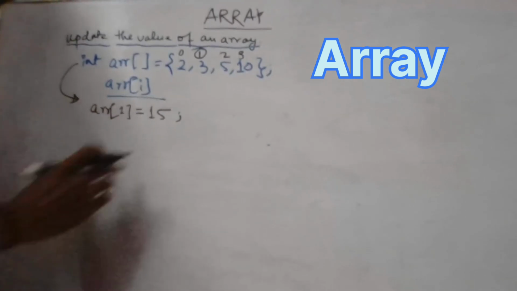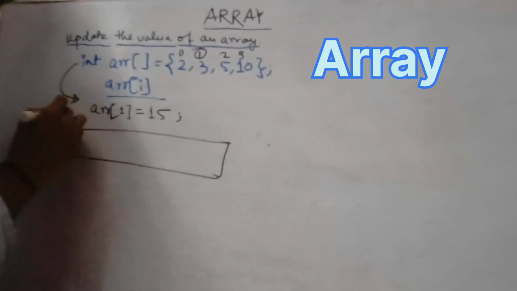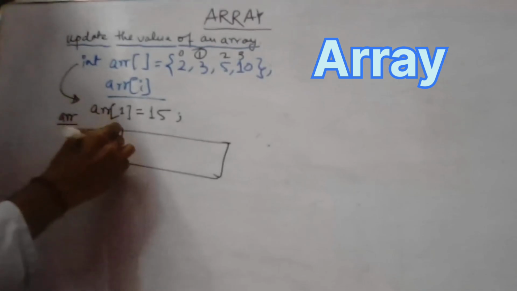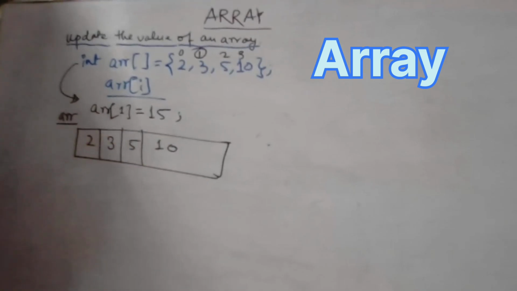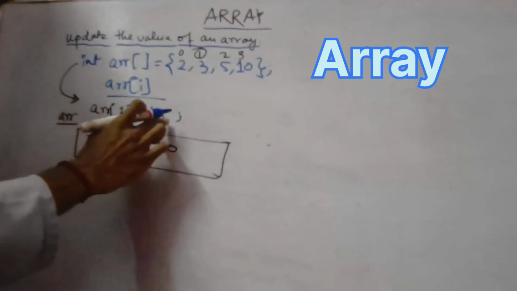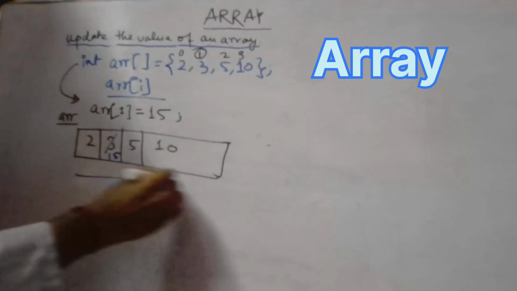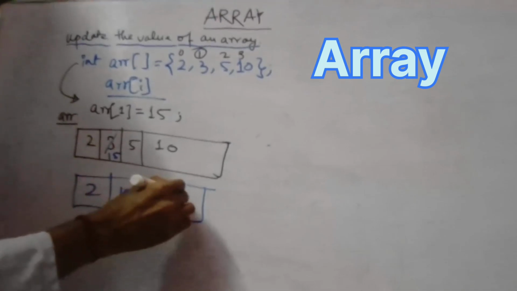Okay. So after that, what is the condition of the array now? In the array name, we will put it over here. First it was 2, 3, 5, and then 10. But now array of 1 is updated with the value 15. It is not 2 anymore. See, it is now 15. So 2, 15, 5, and 10. Now the array is like that: 2, 15, 5, 10.